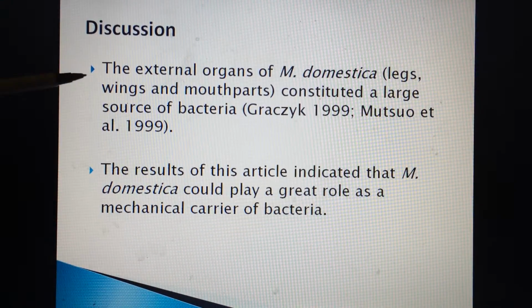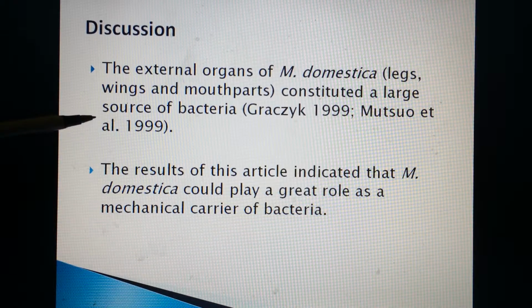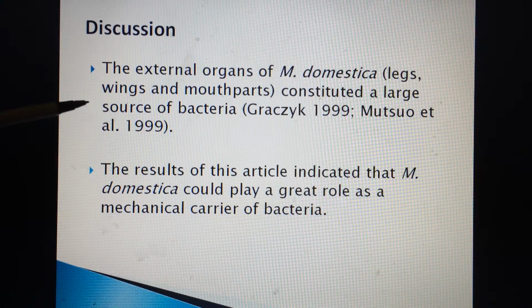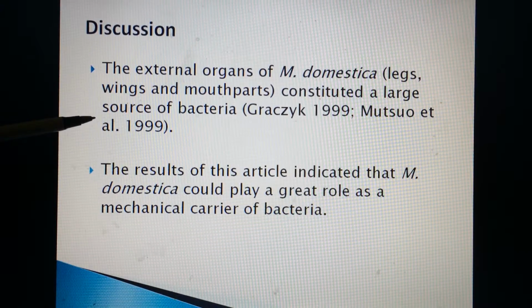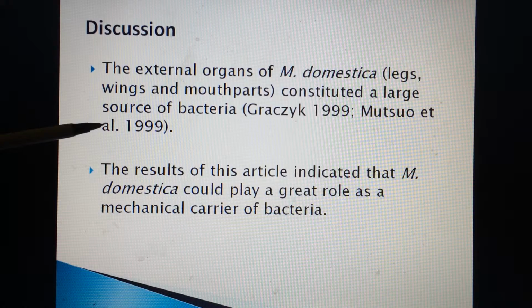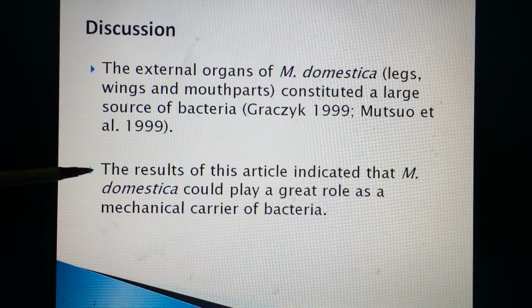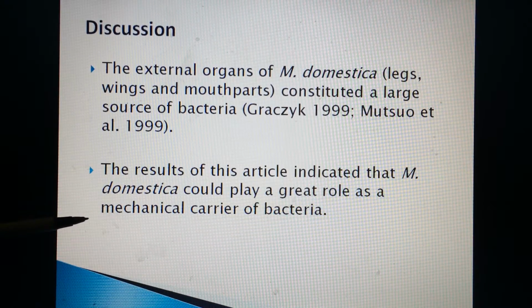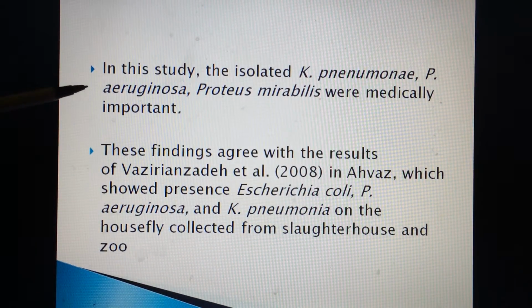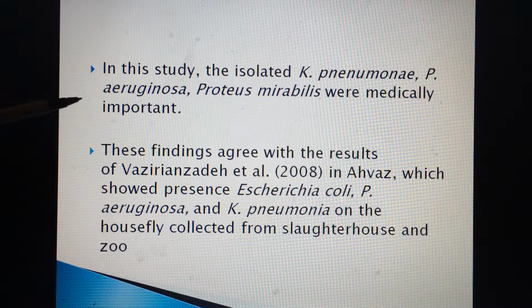Discussion. The external organs of Musca domestica, legs, wings, and mouth parts, constituted a large source of bacteria. The results of this article indicate that Musca domestica could play a great role as a mechanical carrier of bacteria. In this study, the isolated Klebsiella pneumoniae, Pseudomonas aeruginosa, and Proteus mirabilis were medically important.